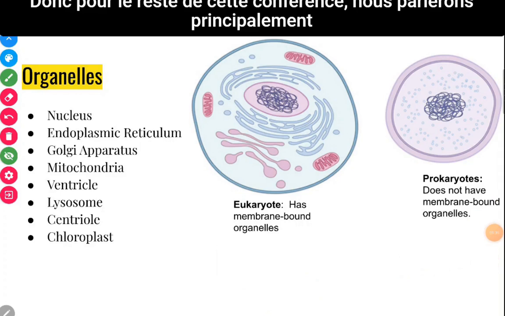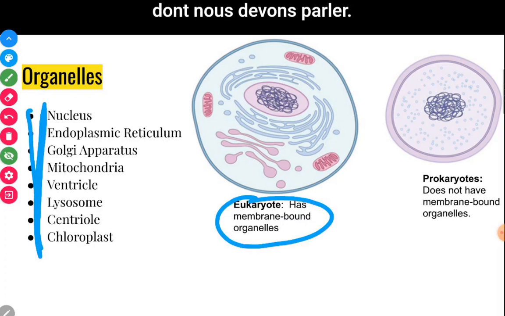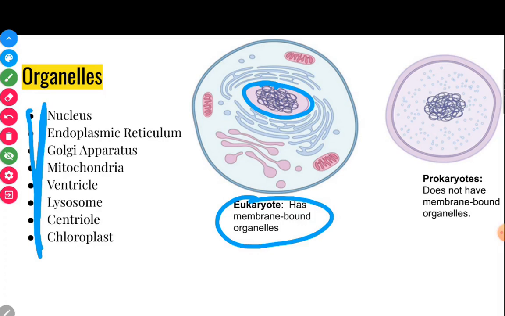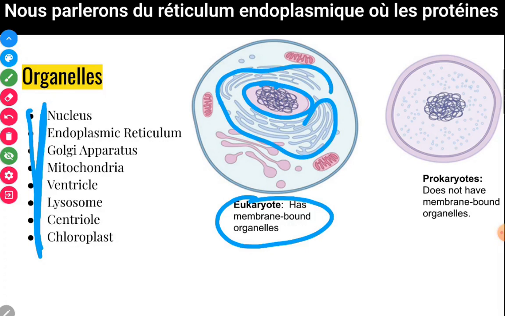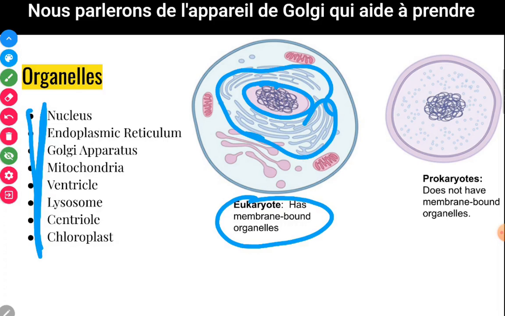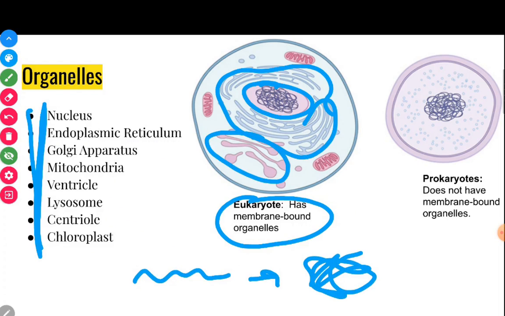So for the rest of this lecture, we will mostly be talking about eukaryotic cells because they have all of these organelles that we need to talk about. We will talk about the nucleus, where DNA is held. We will talk about the endoplasmic reticulum, where proteins are synthesized. We will talk about the Golgi apparatus that helps to take a polypeptide and turn it into a folded protein.